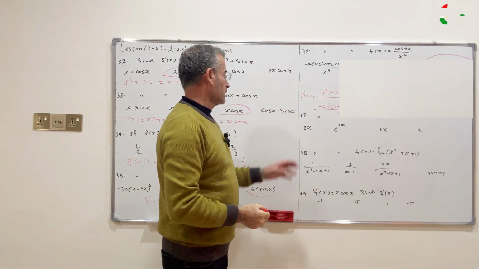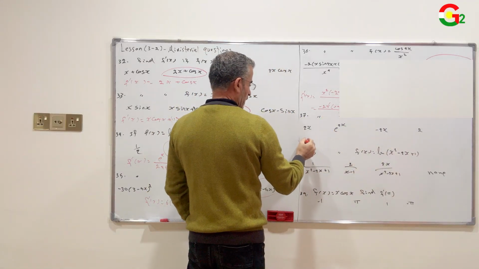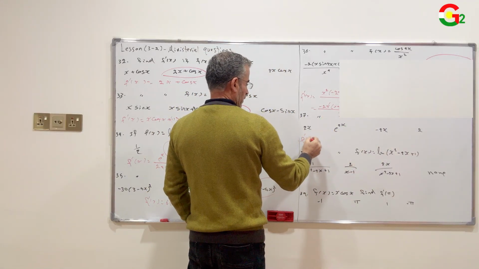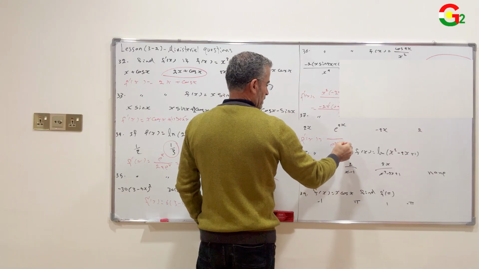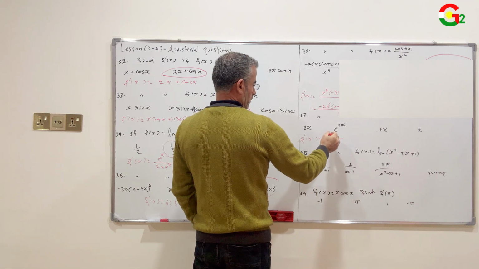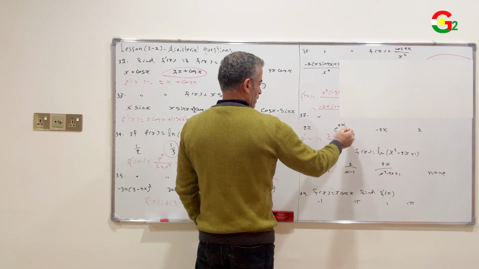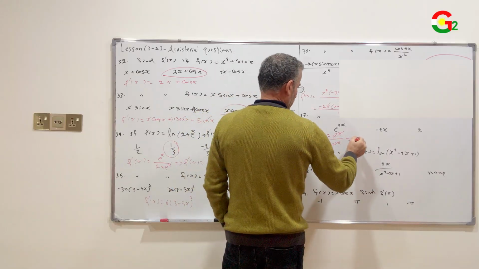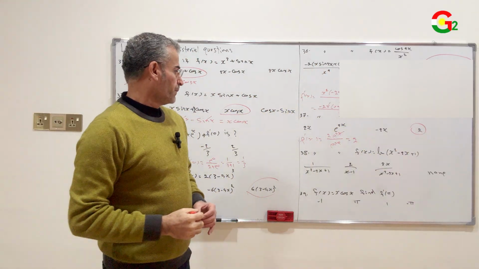Question number 37. Derivative of ln of e to the 2x. f prime of x equals e to the 2x in the denominator and its derivative in the numerator, 2 e to the 2x. E to the 2x with e to the 2x cancel, the result is 2. Choice D.